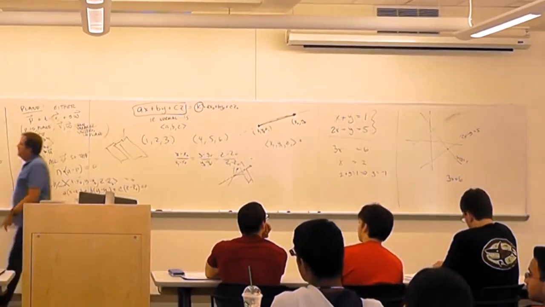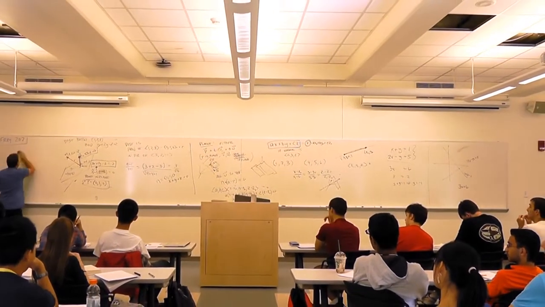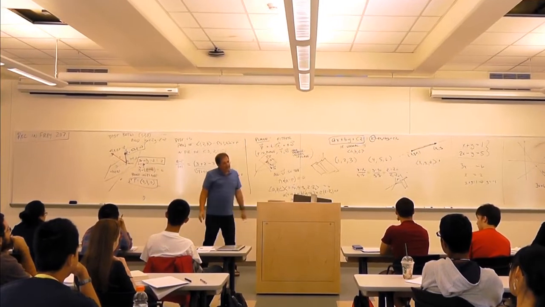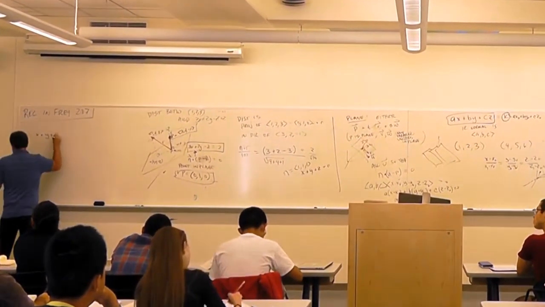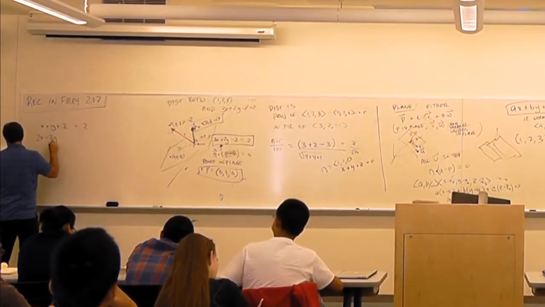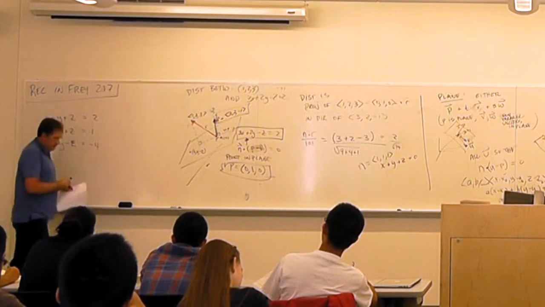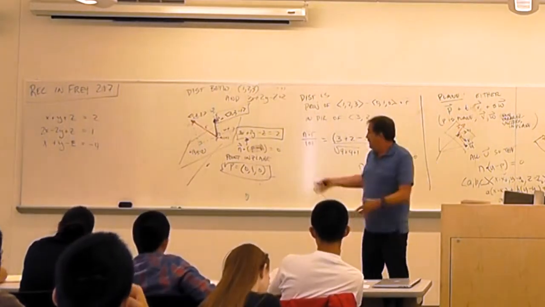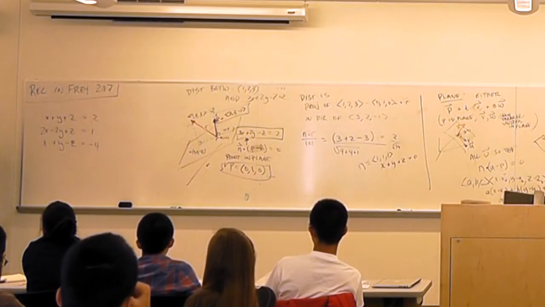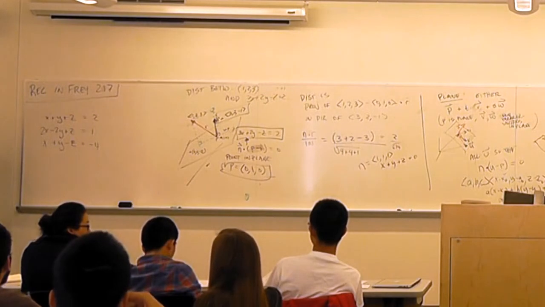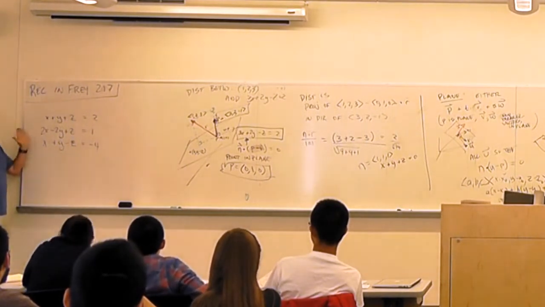Similarly, if I go up a dimension, x plus y plus z is 2, 2x minus 2y plus z is 1, x plus y minus z is minus 4. Again, my goal is to solve this system of equations. Is there anyone here who doesn't know how to do that? Is there anyone here whose hand actually doesn't go up? That's good.